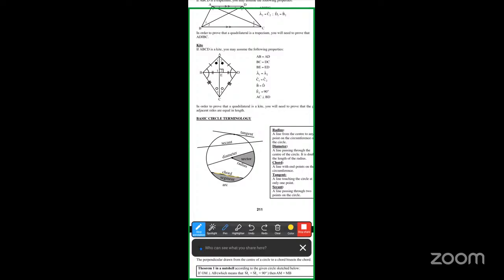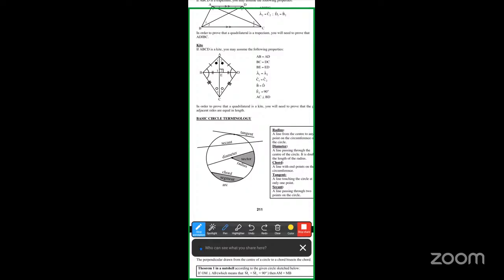But the difference between the chord and the diameter is that the diameter passes through the center and the chord doesn't pass through the center. That's the difference. Then we've got the sector, which is just this portion here between the radius and the arc, whereby the arc is this part that I highlighted. Then the sector is the inner part, inside the circle.